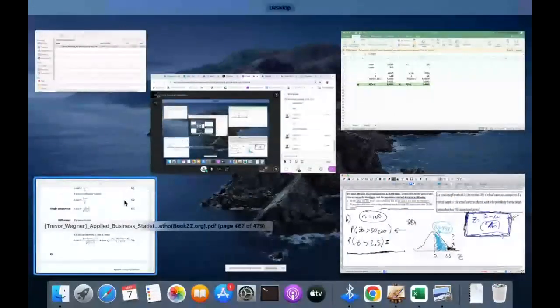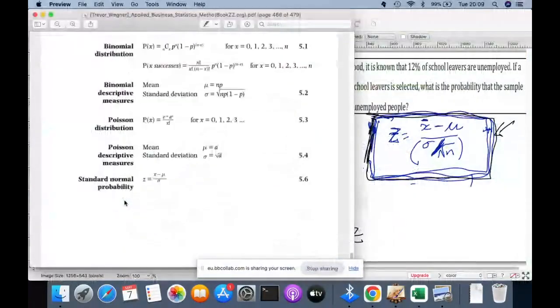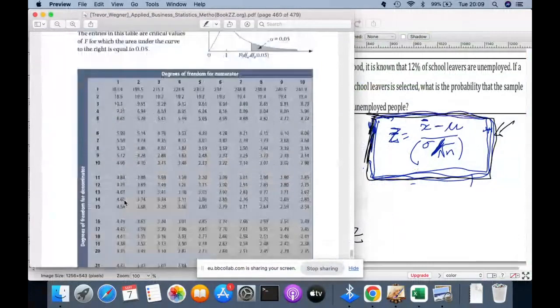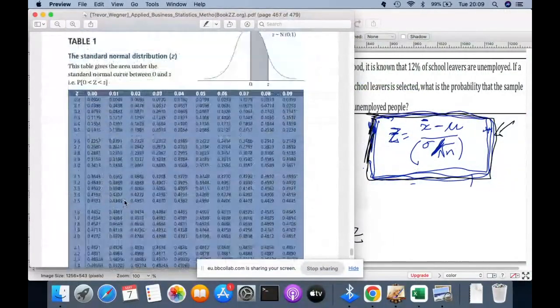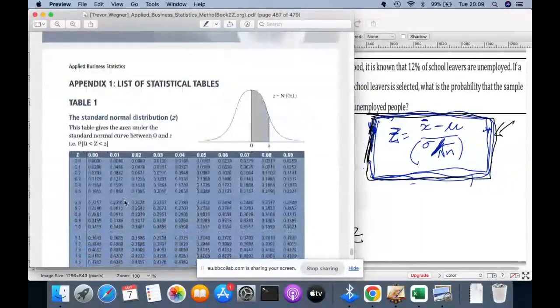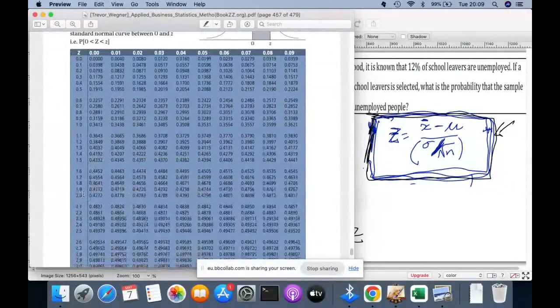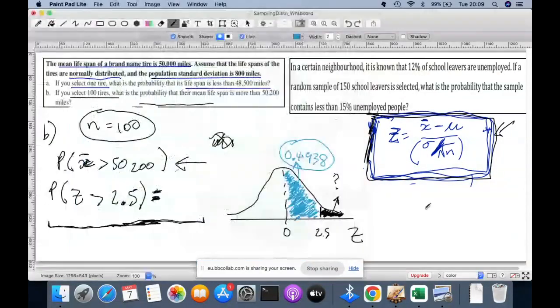Remember your Z is 2.5, so let me get to the table and show you that value. Everyone would be looking at this table, all right? We're looking at the Z value of 2.5, which is here. It's the first value, 0.49379, which is 0.4938. I just rounded it. Okay, so does everyone get why it's 0.4938?